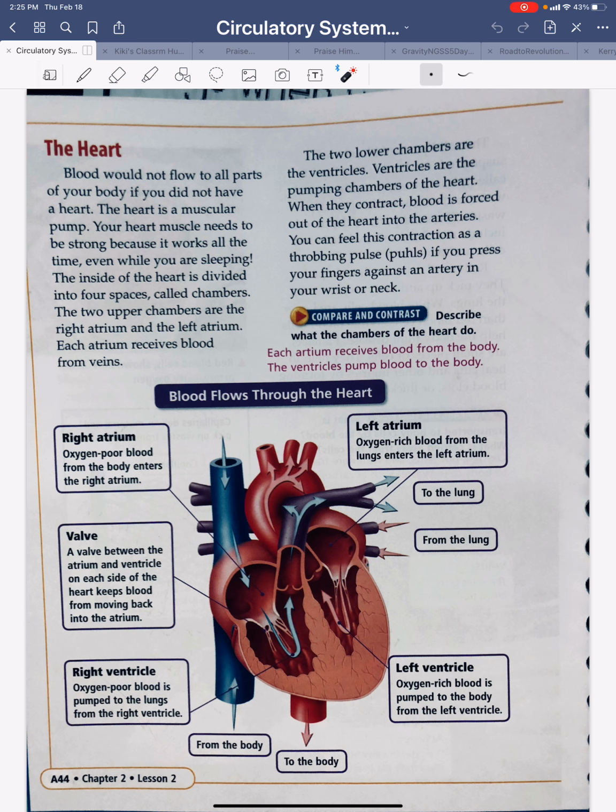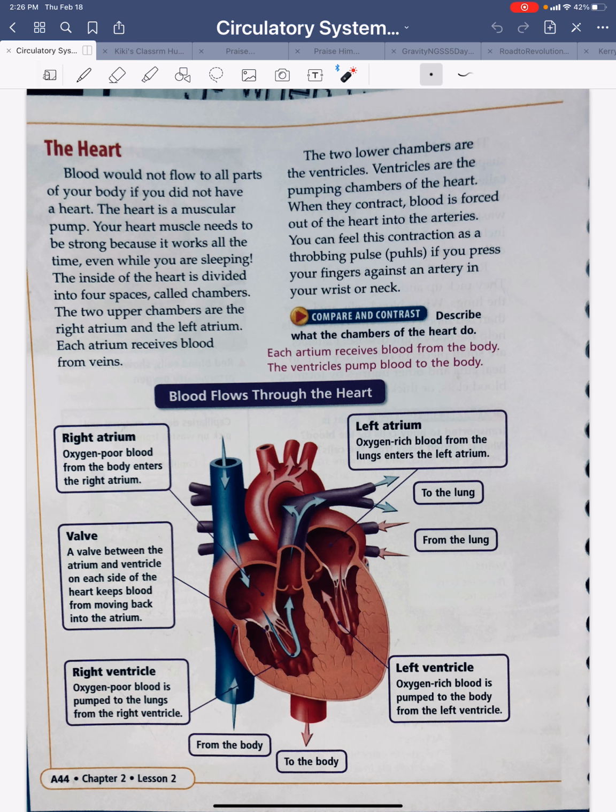The inside of the heart is divided into 4 spaces called chambers. The 2 upper chambers are the right atrium and the left atrium. Each atrium receives blood from veins. The 2 lower chambers are the ventricles. Ventricles are the pumping chambers of the heart. When they contract, blood is forced out of the heart into the arteries. You can feel this contraction as a throbbing pulse if you press your fingers against an artery in your wrist or your neck.